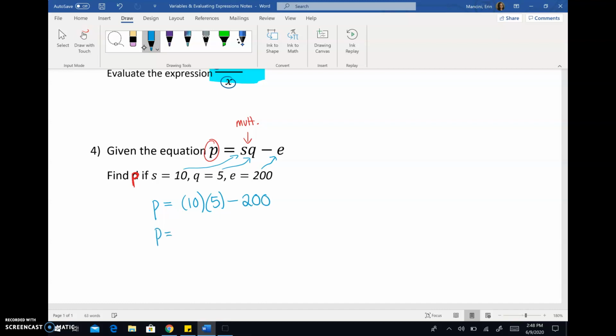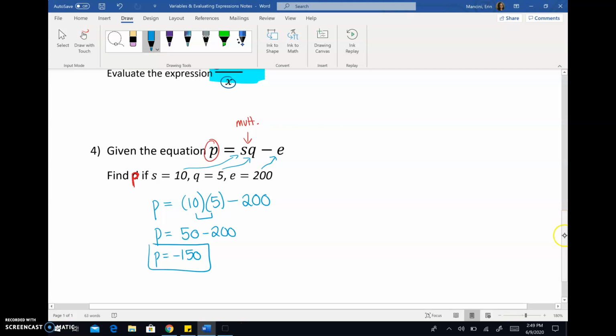Okay. Now, order of operations says to multiply first. So what's 10 times 5? It's 50. And then you're going to subtract 200. And remember, your whole goal is to find P, which is why I didn't give you a value for P, because that's what you're trying to solve. So in this case, you're really solving an equation more or less in addition to just evaluating. So anyways, P is equal to 50 minus 200. So you have $50 in the bank, and then you lose $200. So now you're in debt, and you're in debt $150. Okay, so P in this case is equal to negative 150.